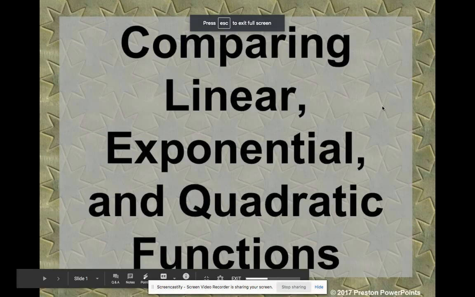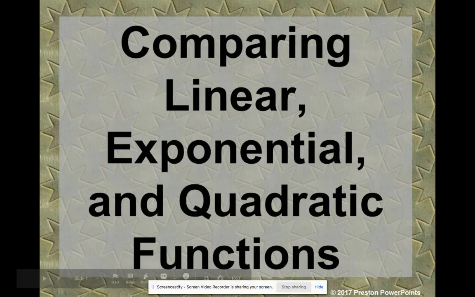So today you're going to be learning about comparing linear, exponential, and quadratic functions. So I'm going to go ahead and jump in. If you have any questions after this, please let me know, and then you can start the activity.